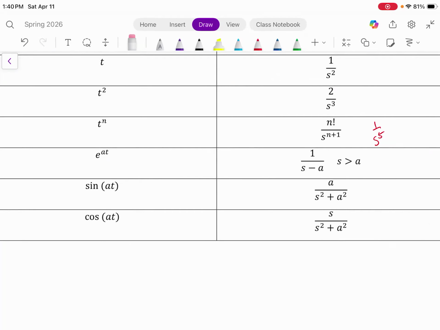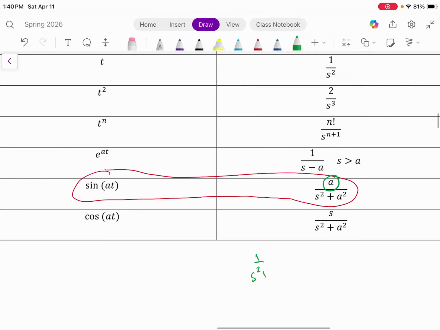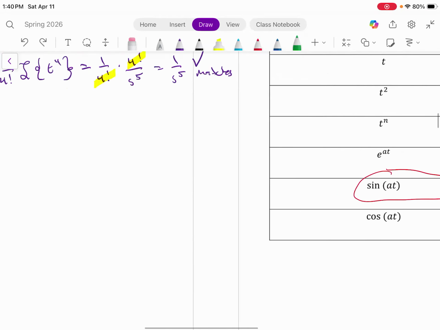To me, that looks like sine, because we have a constant on top. What are we comparing it to? 1 over s squared plus 7. We have a constant on top. It wouldn't be cosine because cosine has an s on top. So what this is fitting into is sine. We're going to use sine. That was what it looks like to me.